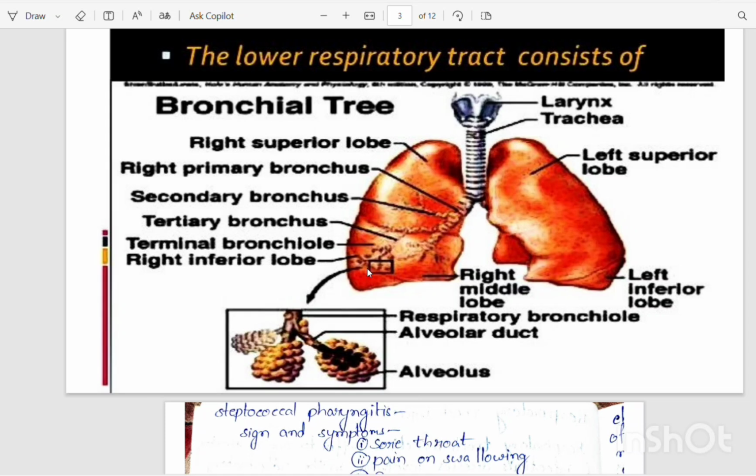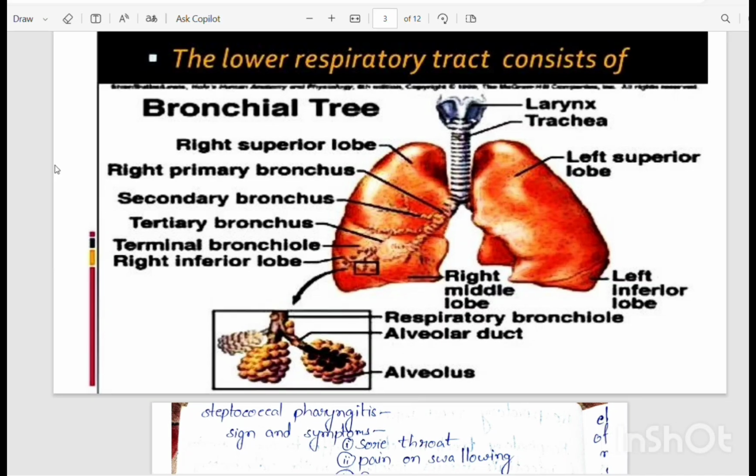Right inferior lobe, and here you can see the left inferior lobe. Right middle lobe, here you can see the right middle lobe. In the right inferior lobe, here is the microscopic zoom of the right inferior lobe: respiratory bronchiole, alveolar duct, alveoli. Here you see the respiratory tract.